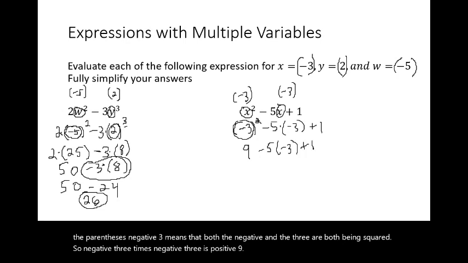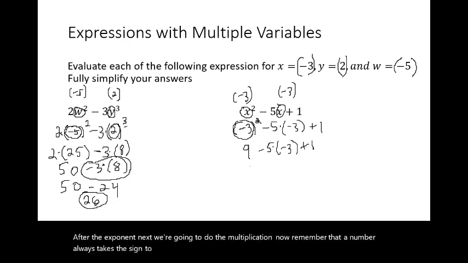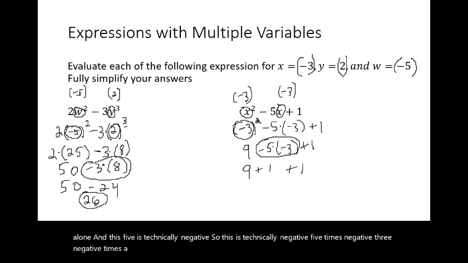After the exponent, next we're going to do the multiplication. Now remember that a number always takes the sign to its left. So I'm going to leave this 9 alone. I'm going to leave this plus 1 alone. And this 5 is technically negative. So this is technically negative 5 times negative 3. Now a negative times a negative is a positive 15.